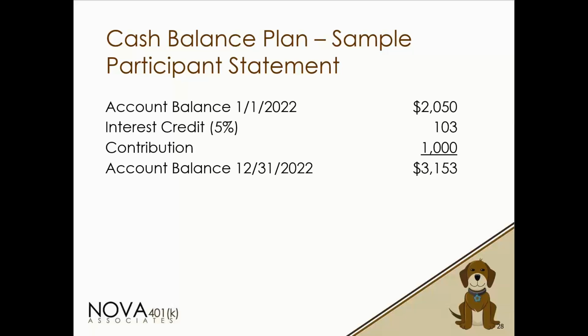So again, it looks like a DC plan, right? It looks like a DC plan that's giving me a guaranteed rate of return of 5%. So not a bad deal, even for rank and file participants.